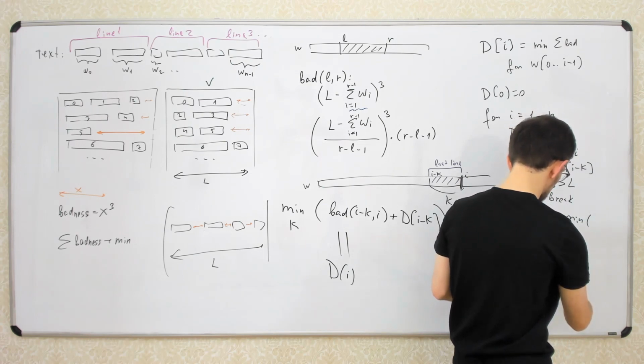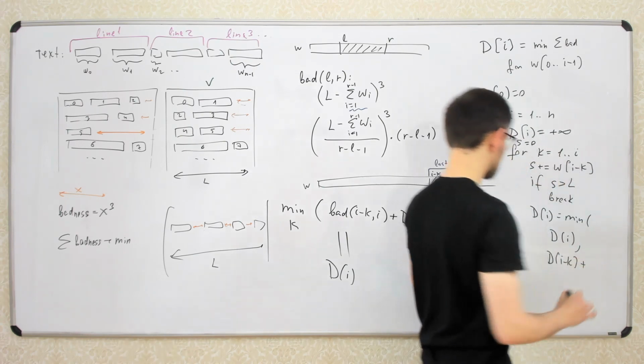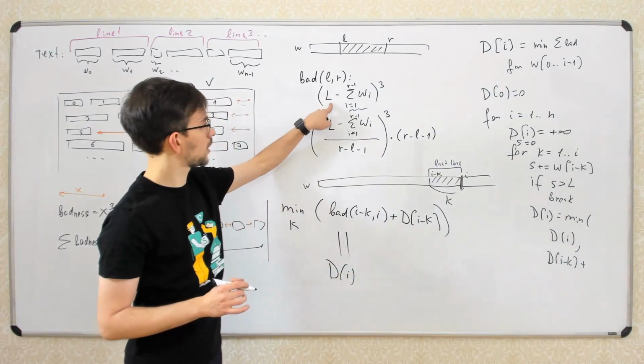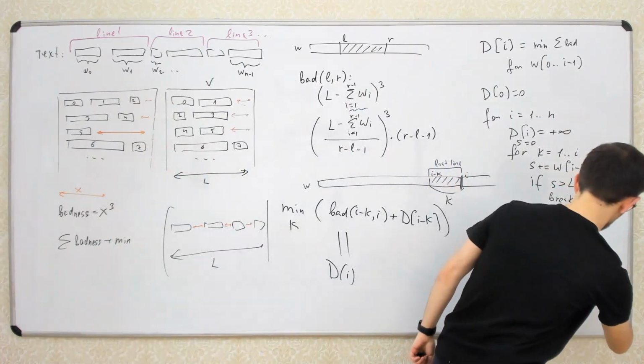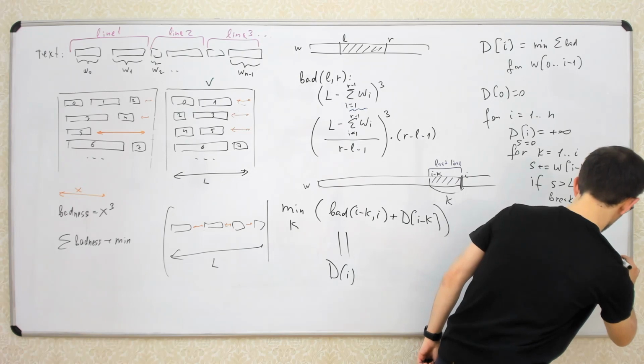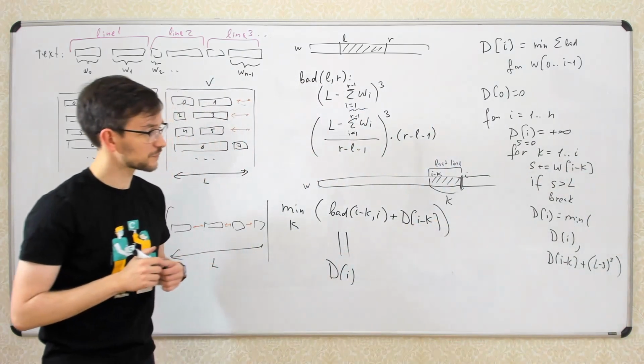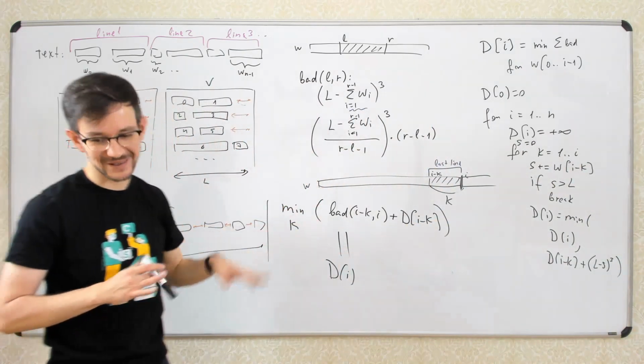We need d[i minus k] plus this L minus S. Almost fit. I almost fit it in the whiteboard.